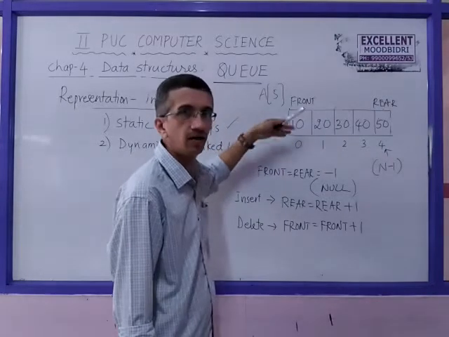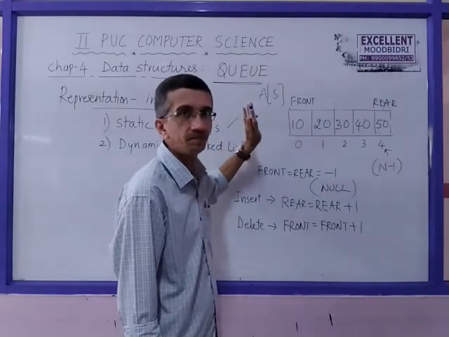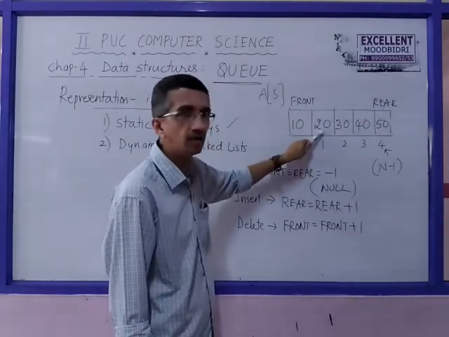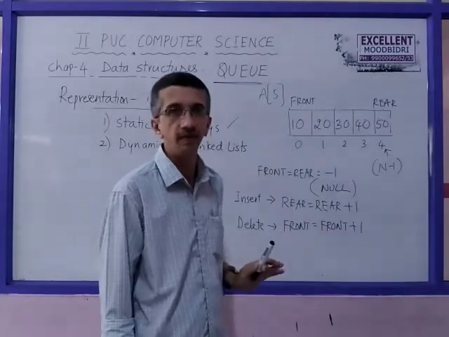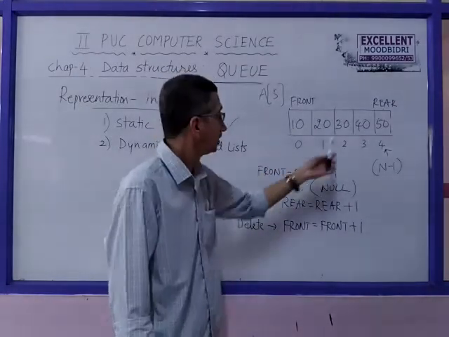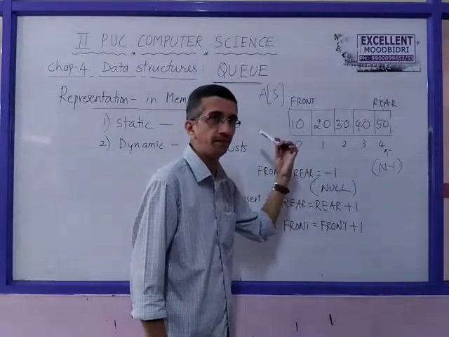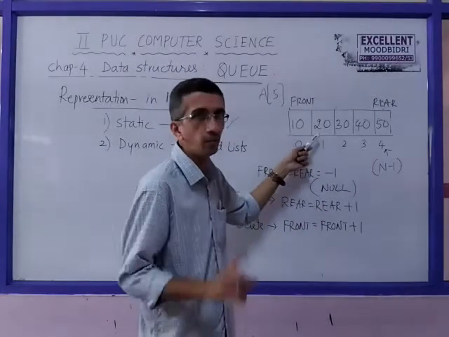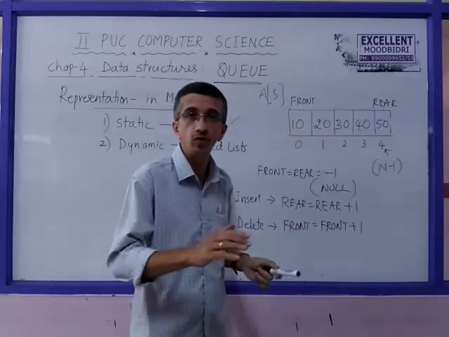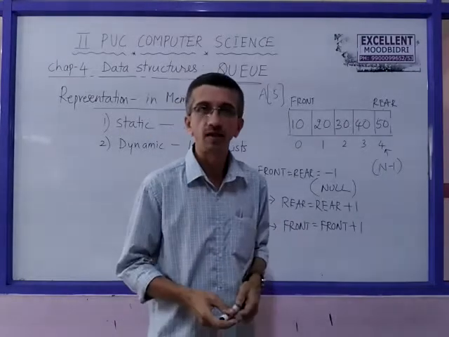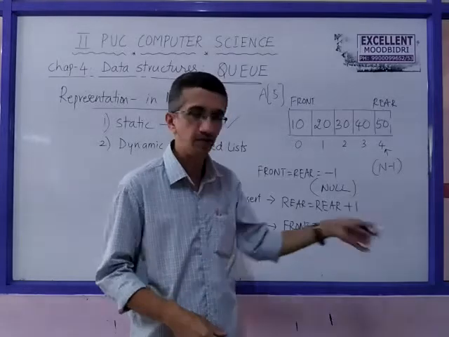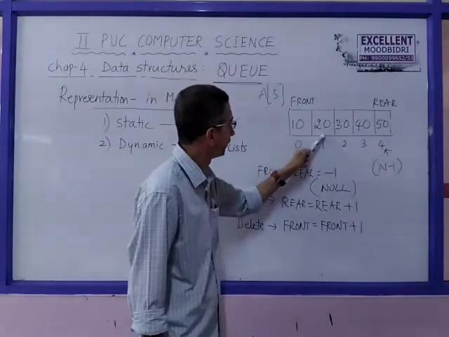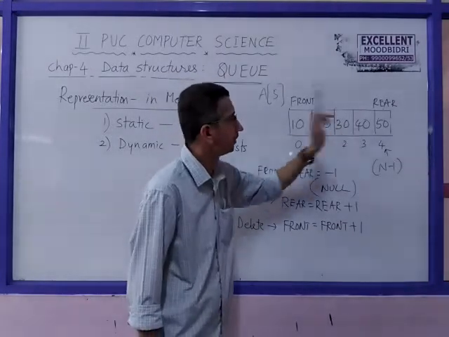After 10 is deleted, next item 20. So the service point front has to be incremented. Try to understand this. The items will not be moving here. We increment the pointer. The same is true in the case of the dynamic representation also, correct? After deleting the first node using linked list, we see the next. So front increment, front increment, front increment, right?